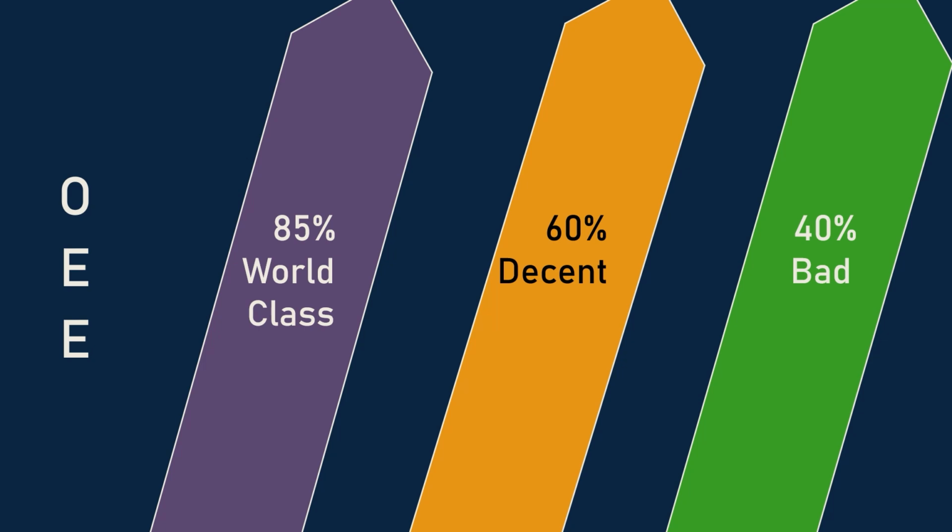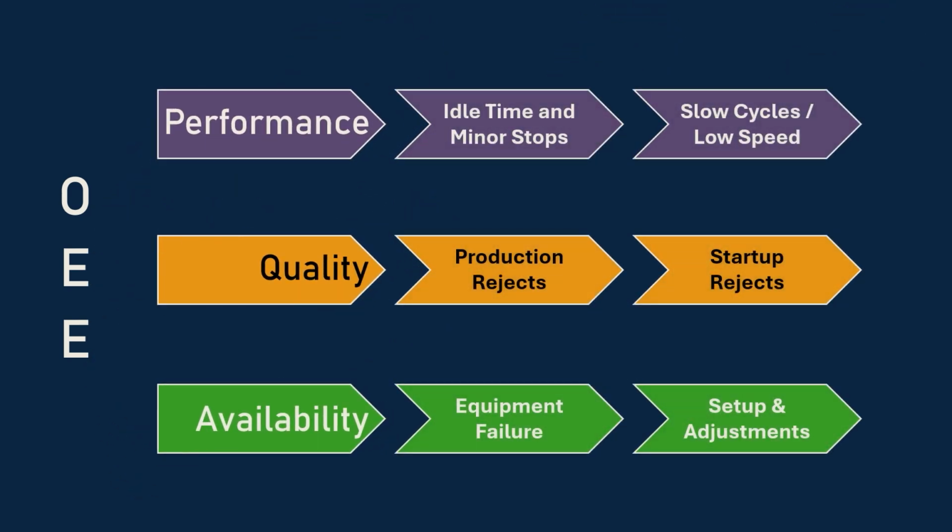An OEE of 85% is generally considered world-class, while 60% or lower shows significant room for improvement. Take a moment to review some of the most frequent losses resulting in poor OEE.